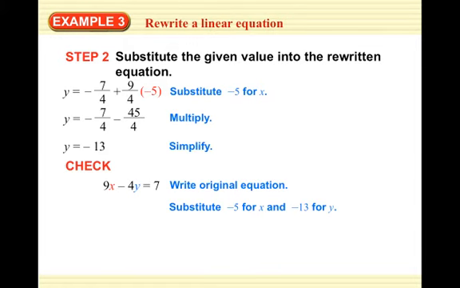And then you're going to substitute negative 5 for x, that's what you were given. And then you're going to substitute negative 13 for y, and you're going to make sure you end up with a true statement. So 9 times negative 5 minus 4 times negative 13, we want to know if that equals 7. The solution does check because 9 times negative 5 is negative 45. Negative 4 times negative 13 is plus 52. Negative 45 plus 52 does equal 7. So we get 7 equals 7, and that works.